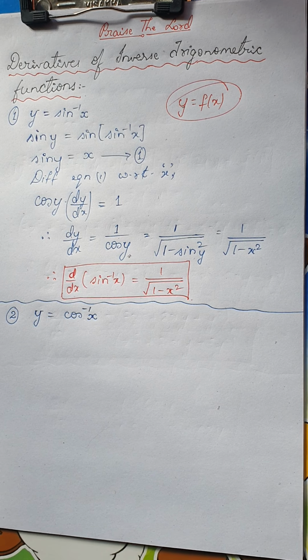Right. Now consider the next question, which is y is equal to cos inverse of x. If you apply the cos function on both sides, as in the previous case, you are going to get cos y is equal to x, because cos and cos inverse are nullified. You can take it as equation 1. Now differentiate this equation with respect to x. Remember, the derivative of cos y is minus sin y into dy by dx. This is equal to the derivative of x with respect to x, which is 1, isn't it?